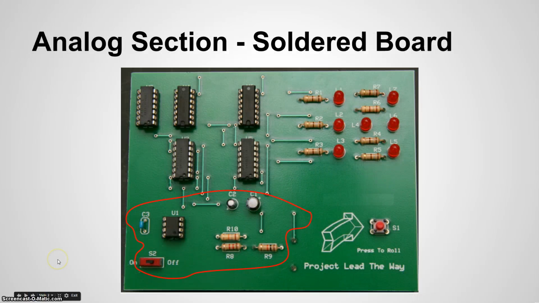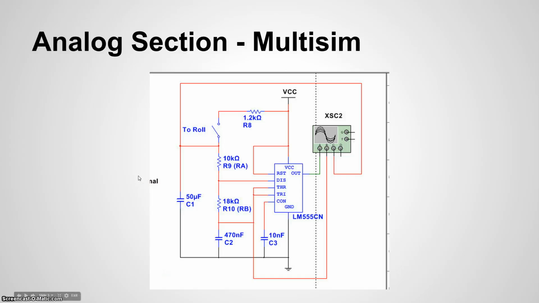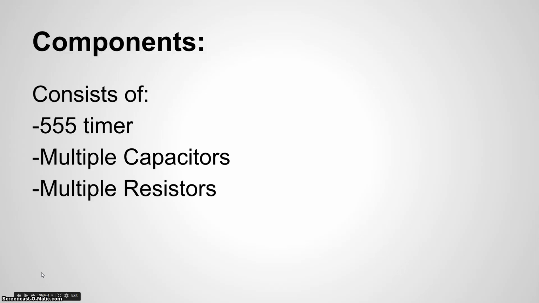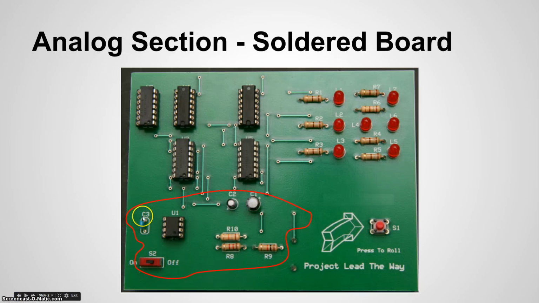So the circuit itself consists of multiple sections, and the first of these sections is the analog section, as you can see right here. This is a picture of it on a soldered circuit board, and here's the same section in Multisim. The components that this consists of are the 555 timer, multiple capacitors, and multiple resistors. You can see right here one of the capacitors and two more of the capacitors. You've got your three resistors right here, and you have your 555 timer right here.